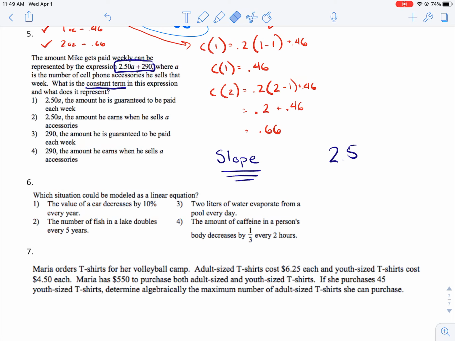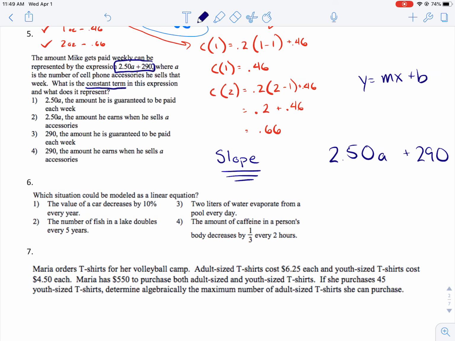Okay, so let's take a look at what this function looks like here. 2.5a plus 290, and we'll just say this is a function of a. Actually they want to leave it as an expression, so we're just going to take that out. But anyway, regardless, what is our constant term here?